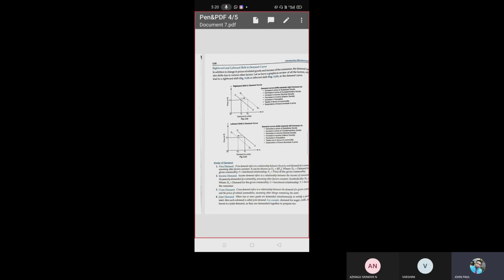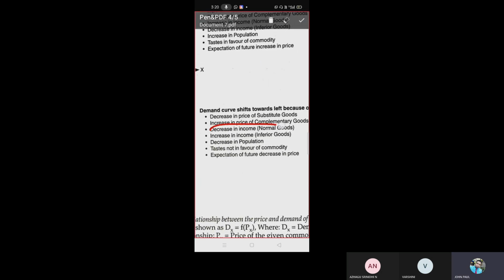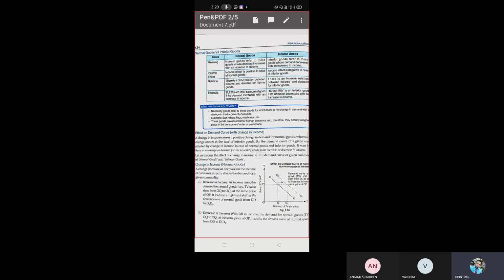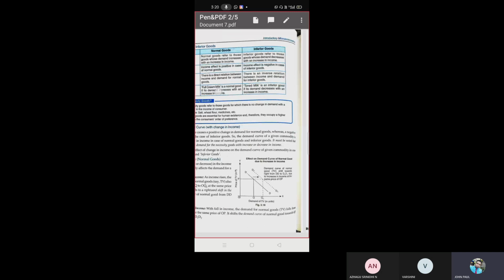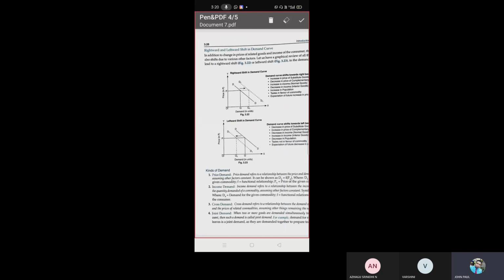So this is the reason. When there is a decrease in income, the demand curve will shift leftward. What are all the factors we have discussed previously for the leftward and rightward moves? You have to mention the reasons clearly. When the price is constant, at what times will the demand curve move rightward?